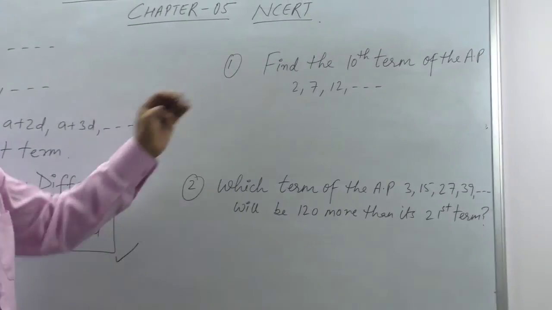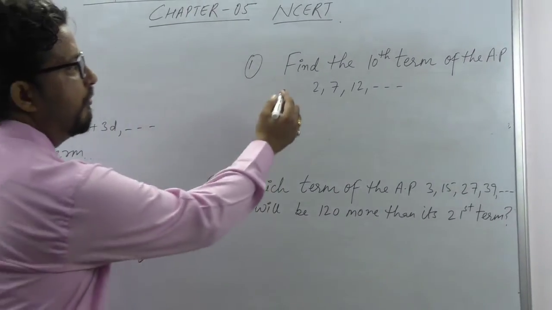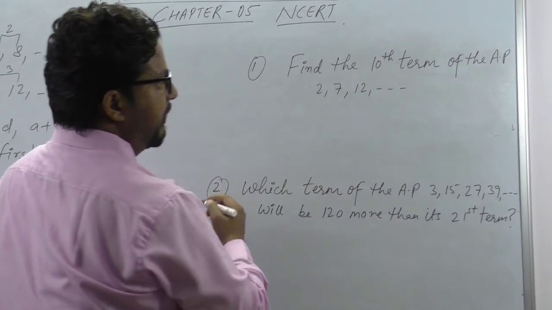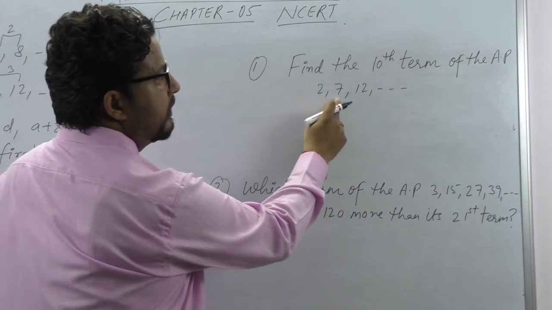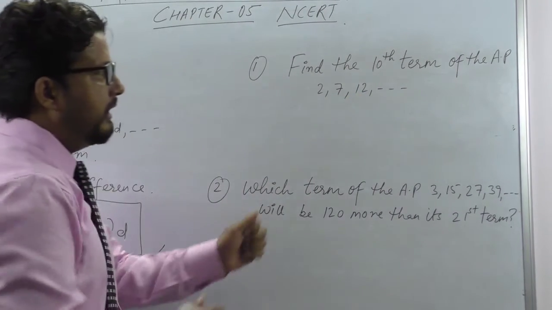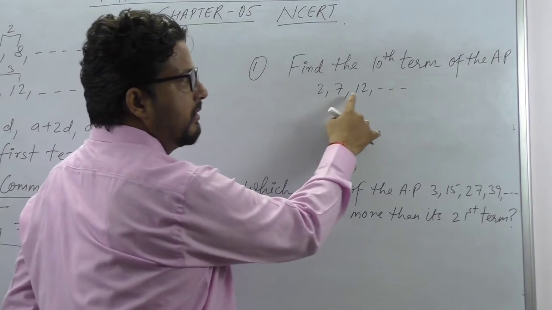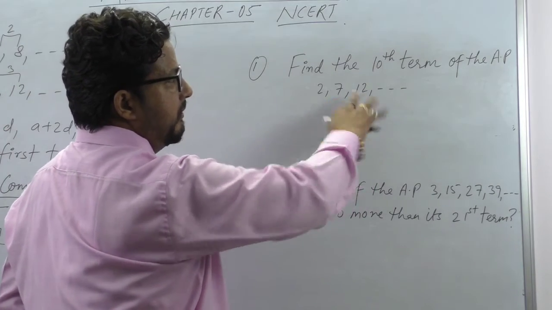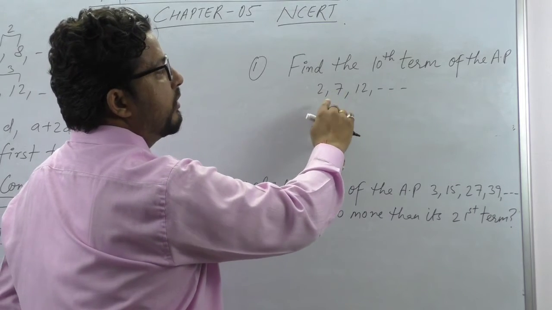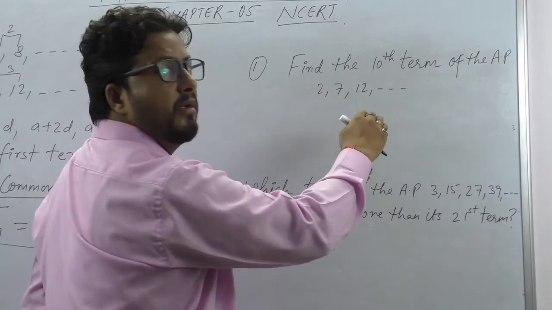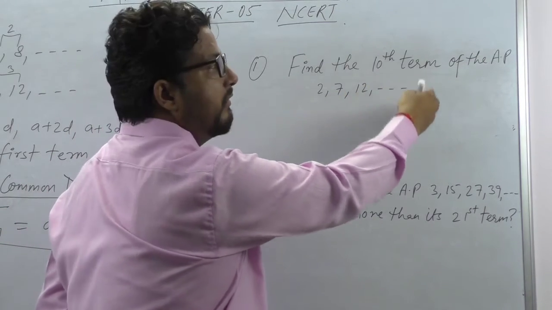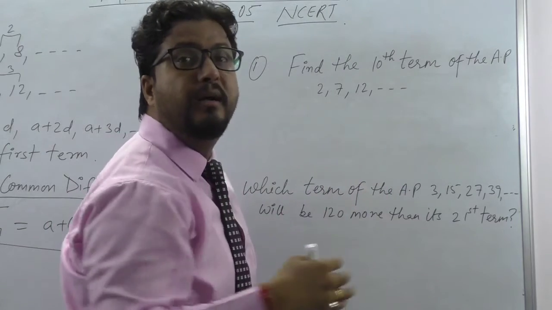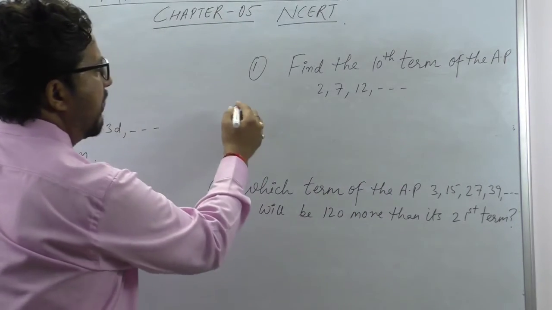Here I have already written one question. Find the 10th term of an AP, and the AP given to you is 2, 7, 12 and so on. We know the first term is this, the second term is this, the third term is this. The question asks what will be the 4th, 5th, 6th, 7th, 8th, 9th, and what will be the 10th term? So we can easily calculate. How are we going to calculate it?